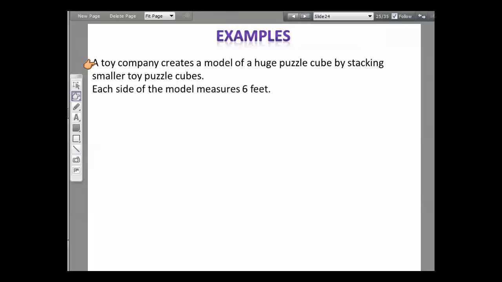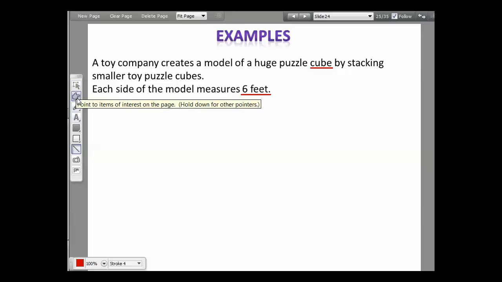On this next example, it says a toy company creates a model of a huge puzzle cube by stacking smaller toy puzzle cubes. Each side of the model measures 6 feet. So first off, let's note that it's a cube. I like to highlight this kind of stuff or underline it. It's a cube, and each edge of the cube measures 6 feet. Okay? So that's going to help us answer our questions.